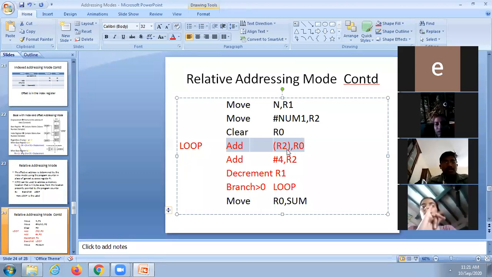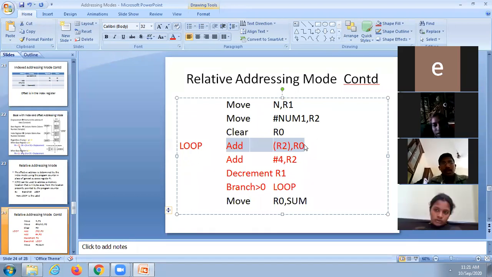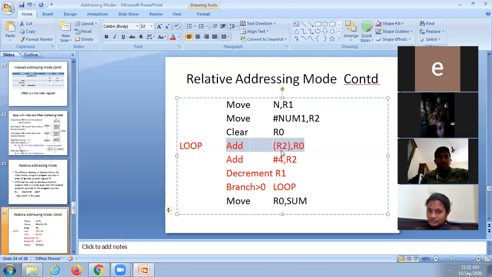Add within the brackets R2 comma R0. What type of addressing mode is it? Absolute? No, it is not absolute. Immediate addressing? Is any data there? Are any addresses there here? Register addressing mode. Here, what about this? It contains only registers.